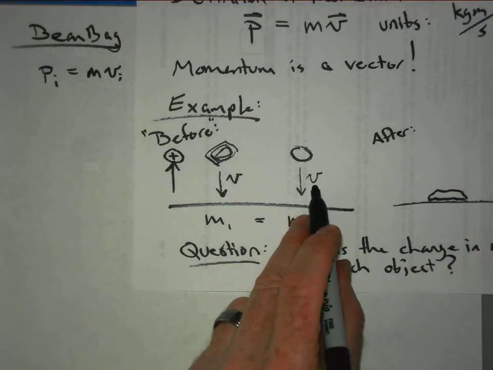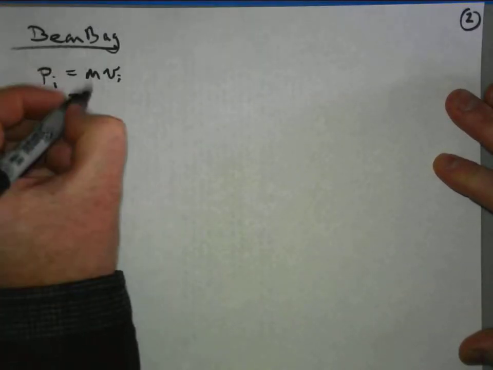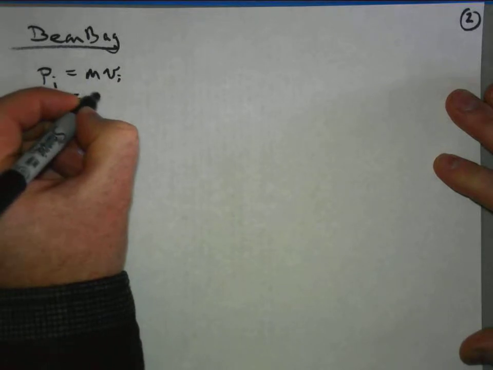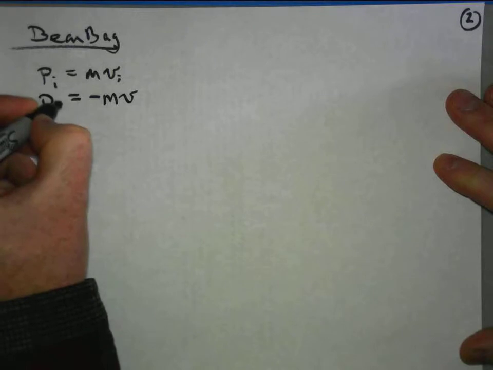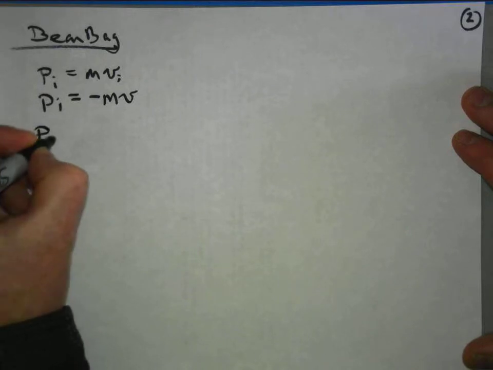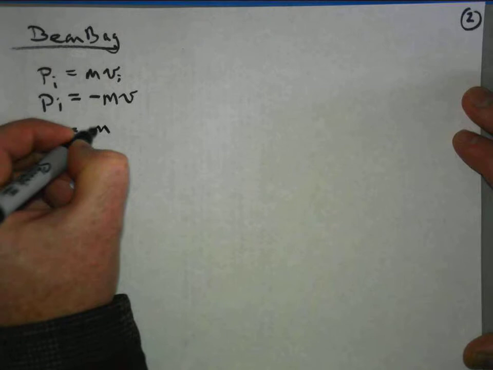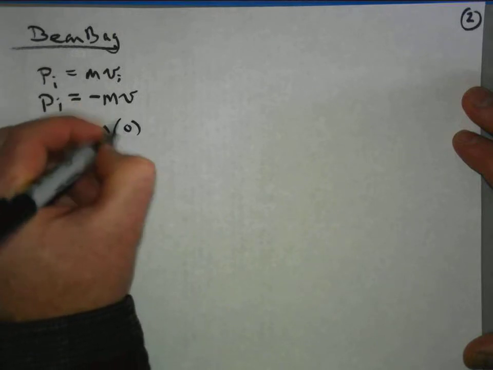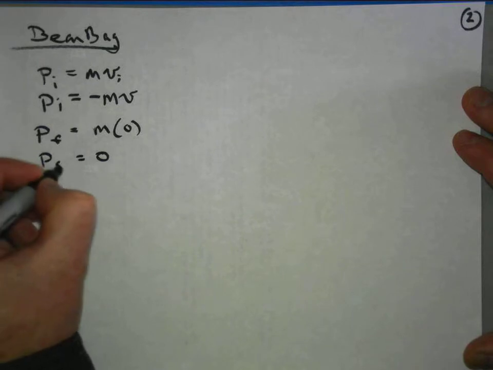Same thing for the super bouncy ball. So we know that this initial velocity is negative, so what we have is the initial momentum of the beanbag is negative mv. All right, well, what about the final momentum? Final momentum is mass times its velocity after impact. Its velocity after impact is 0. It's stopped. So there is no final momentum.